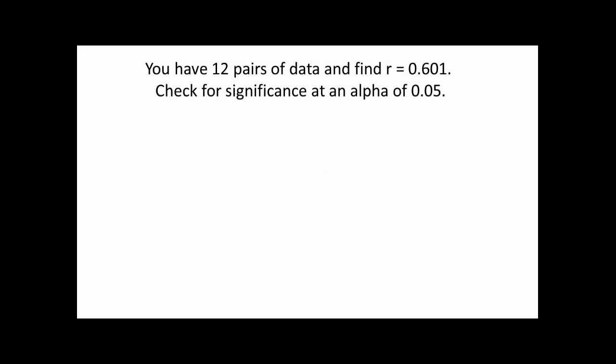Let's say we have 12 data points and we find r equals 0.601. Let's test the significance of the correlation coefficient with a level of significance of 5%. As we have done for hypothesis tests before, we write our claim. In this case, rho does not equal 0. Since it does not contain a condition of equality, this is our alternative hypothesis. We write the complement, rho equals 0, and that is our null hypothesis.